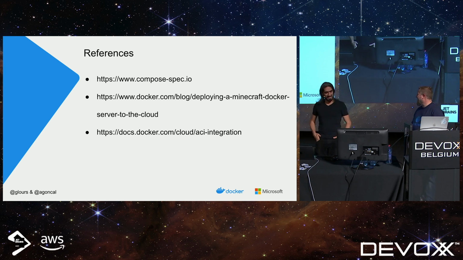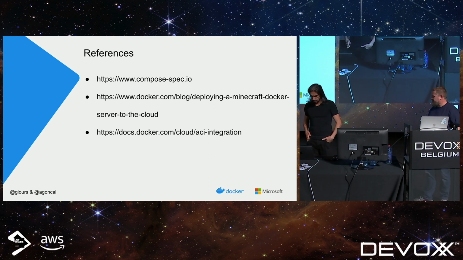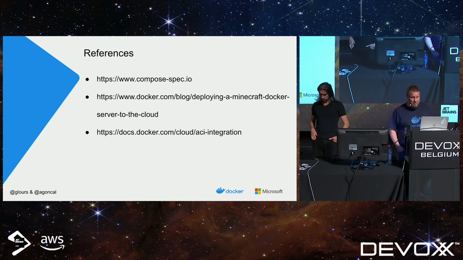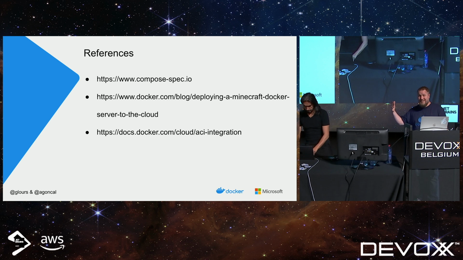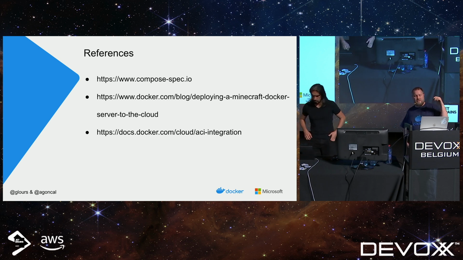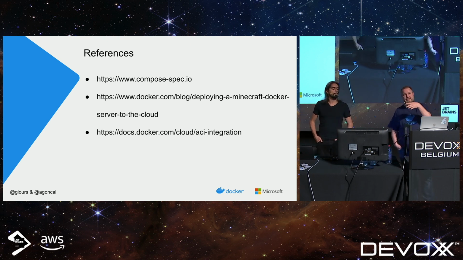Some references. So the website for the Compose specification is compose-spec.io. There is a blog post to explain how you can run your Minecraft server in the cloud. And also, as Antonio just mentioned, we have specific documentation for ECS and ACI to see what is available or not. So you can find that at docs.docker.com/cloud, ACI integration and ECS integration.